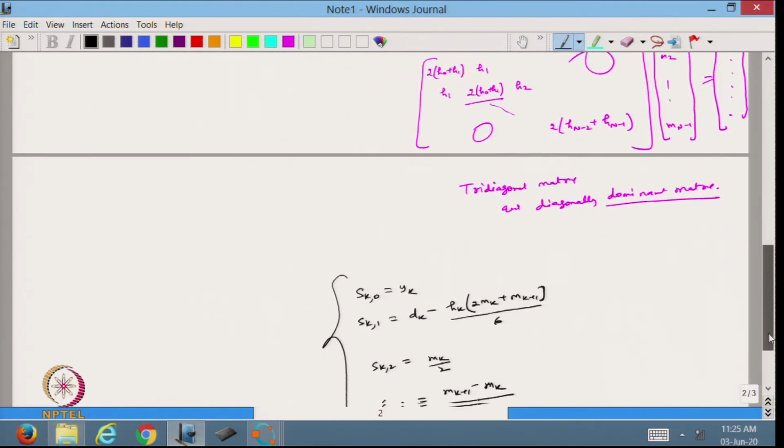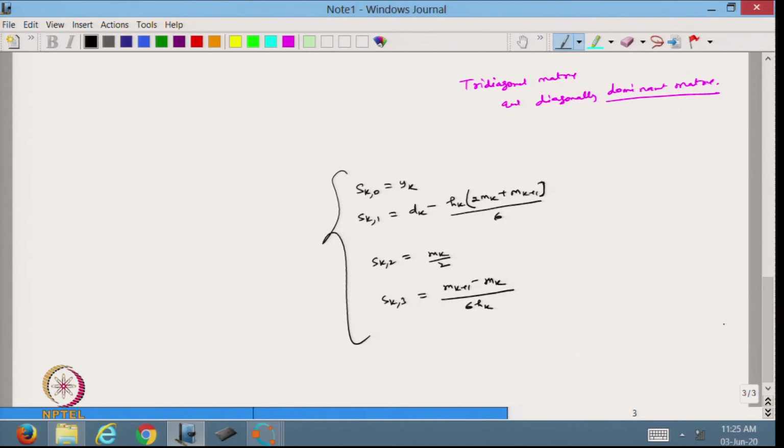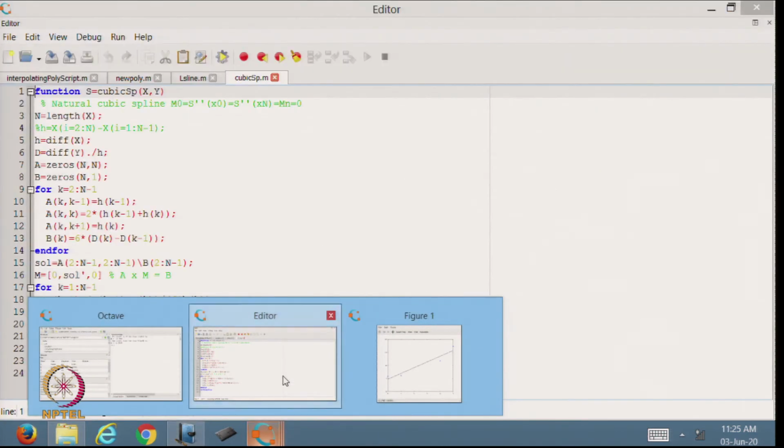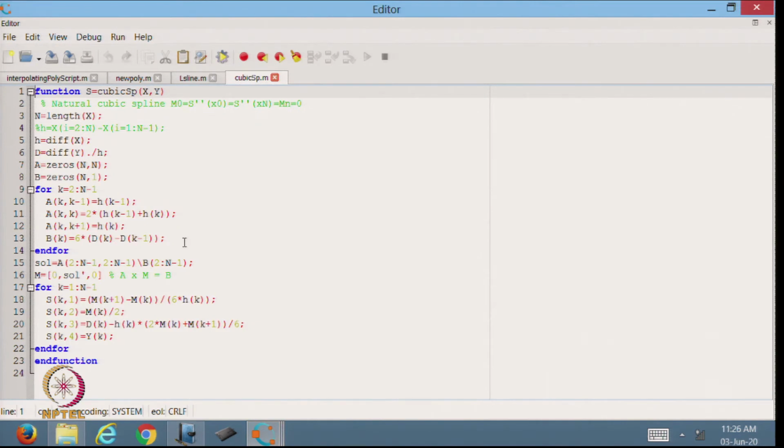Okay. So, let us try to make the Matlab code to solve a cubic spline problem. Here I have introduced the Matlab code for cubic spline. In the cubic spline function I am passing x and y, and I am getting back the value of s. These are the splines we are going to get, the coefficients basically.